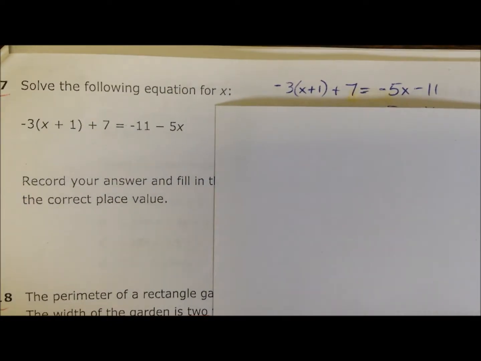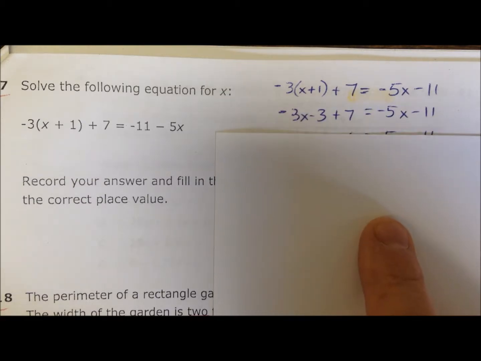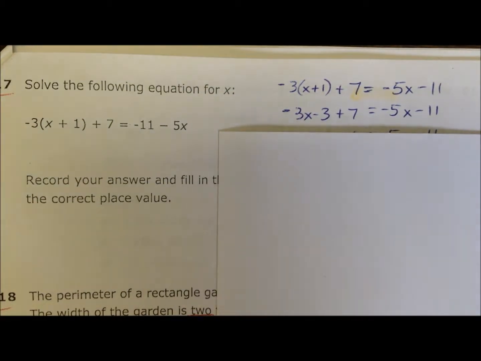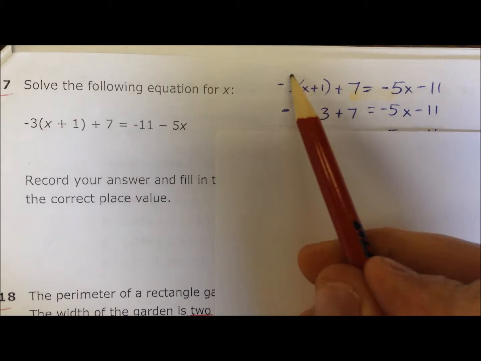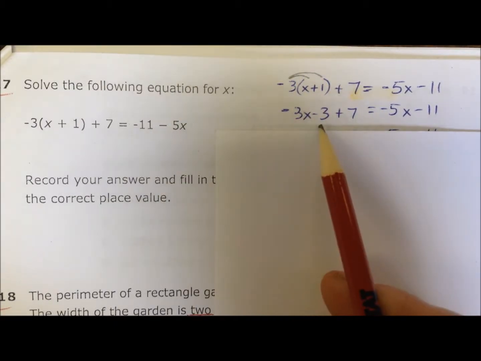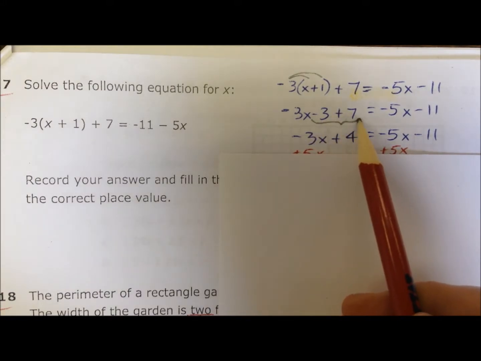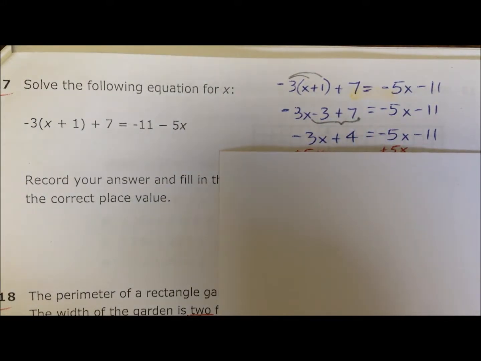Here we go. We are going to distribute. So if you notice, I multiply a negative 3 times x and a negative 3 times a positive 1 to get this. The next thing I'm going to do is combine like terms that are on the same side. So a negative 3 plus 7 is 4.